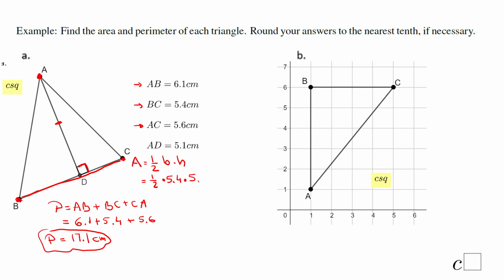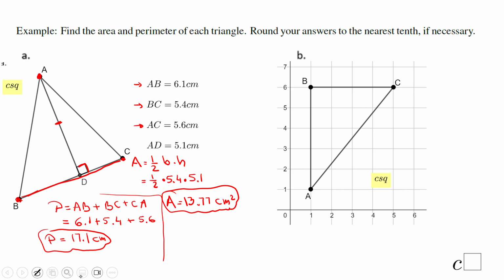So let's grab a calculator and do this math. I think the easiest way is to do 5.4 times 5.1 and then divide by 2, and I end up with 13.77. Now let's use the units here, square centimeters. You notice the units for area are square centimeters, and for the perimeter they are linear units.